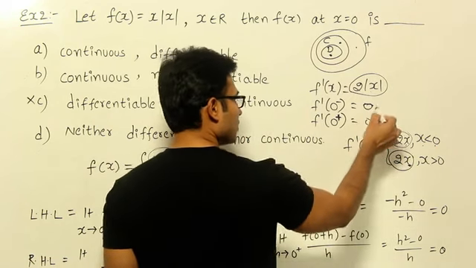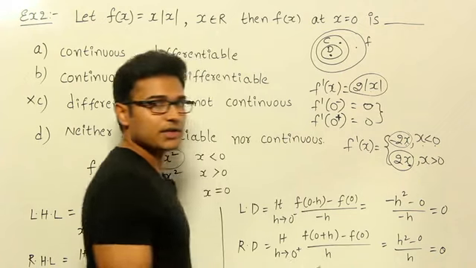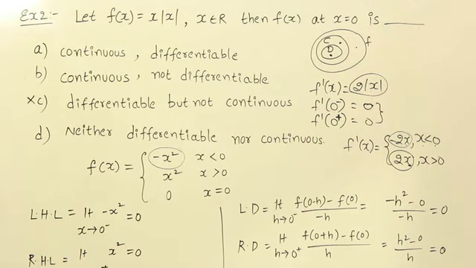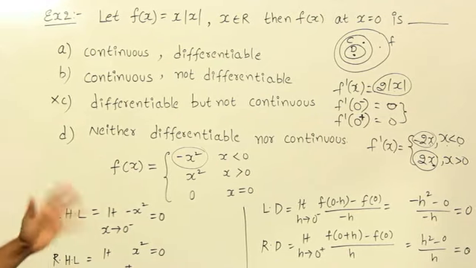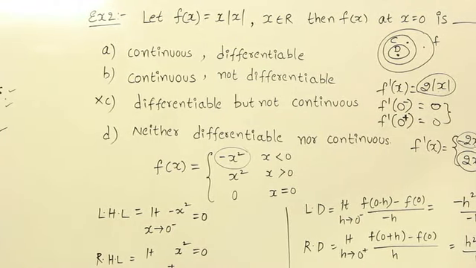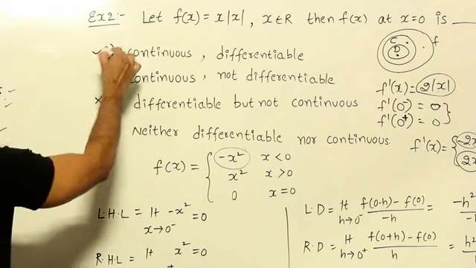Anyway, you are going to get 0. Therefore, since these two are equal, we can say that it is differentiable. So that is a shortcut. Since I explained it to you, it might have taken some time, but if you do it, it is really going to be a shortcut. So this is going to be continuous and differentiable.